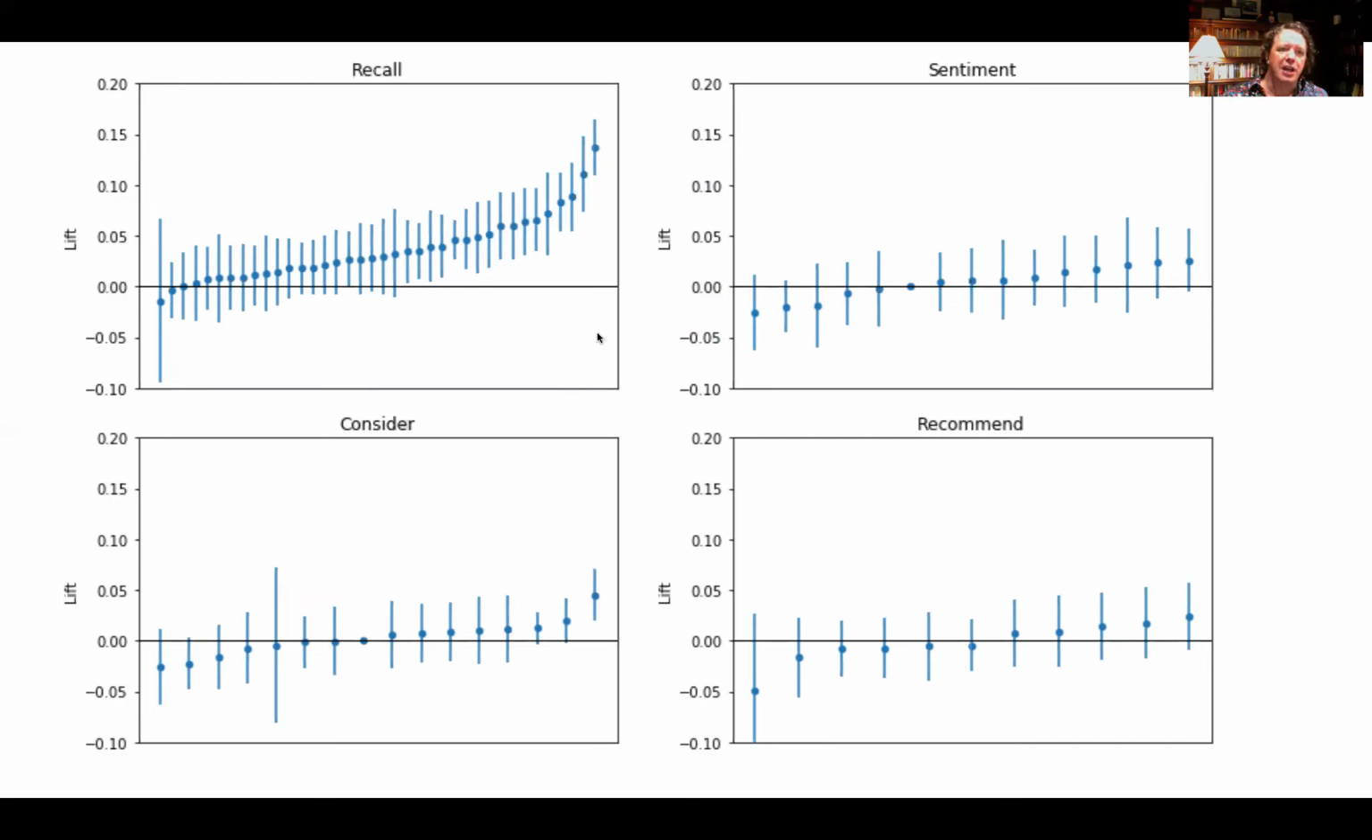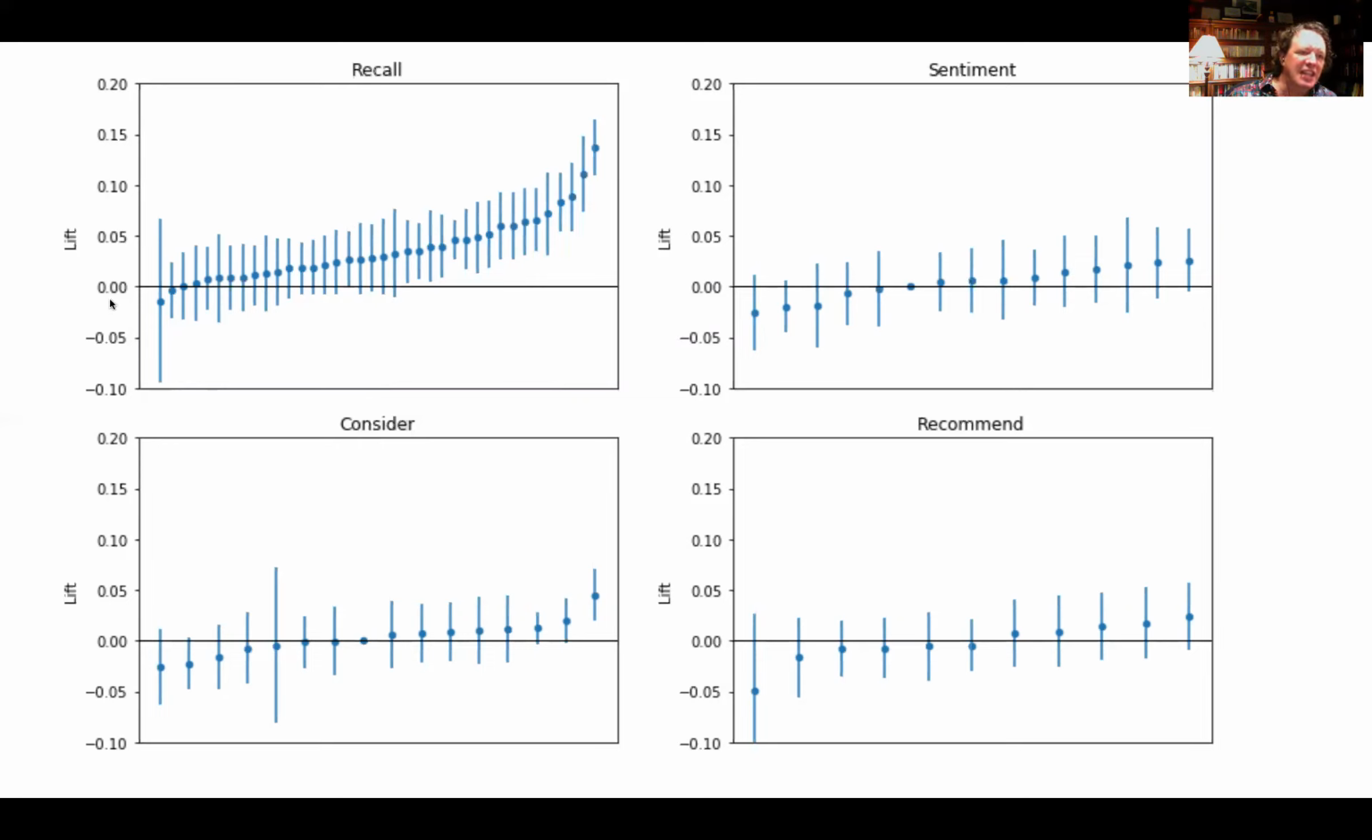Let's focus on the upper left first. This is ad recall. So do you remember hearing an ad for this advertiser on Pandora in the past week, typically we'll say. And here we have sorted our treatment effects from lowest to highest, and we've put 95% confidence intervals on them. They're typically around plus or minus 3% because we have 2,000 observations per group.